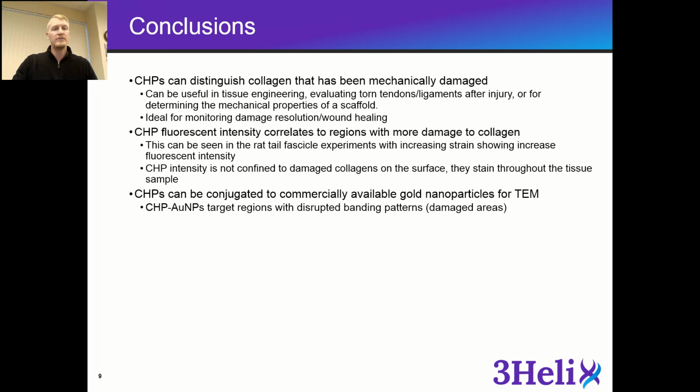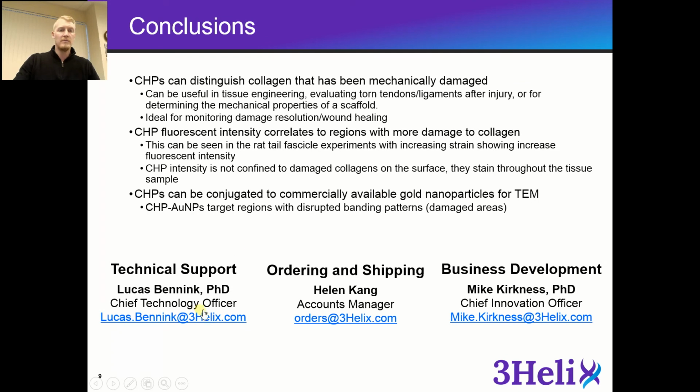And lastly, we showed that CHPs can be conjugated onto commercially available gold nanoparticles, so you can use it in TEM imaging. And again, these CHP gold nanoparticles target regions with disrupted banding patterns, or the damaged areas within the rat tail fascicle.